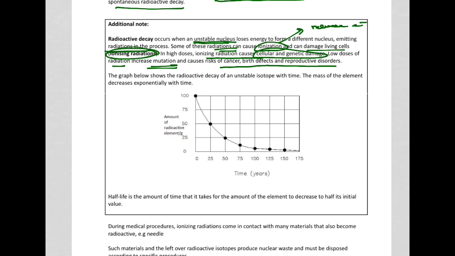So this is a graph that shows you radioactive decay. So we have the term half-life here. Half-life is the amount of time that it takes for the element to decrease to half its initial value. So initially it was 100, and the time that it takes to decrease to 50 would be the half-life, also called T-half. Again, from 50 it's going to go to 25, from 25 it's going to go to 12.5, and so on. So that's half-life.